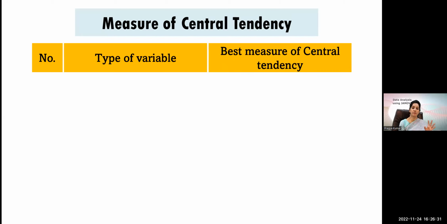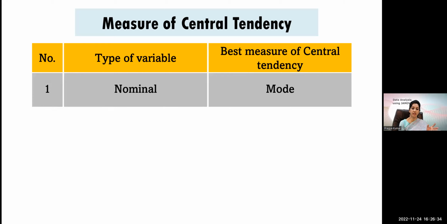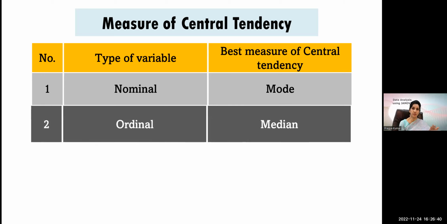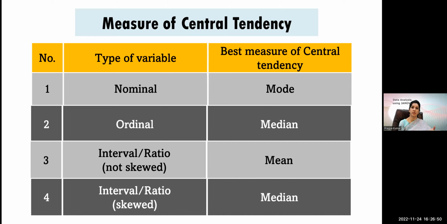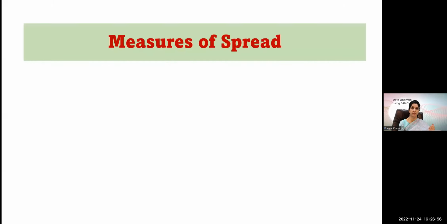So now, measurement of central tendency. You can see here the type of variable: if it is a nominal variable, we always express it by the mode, which is the frequency table. If the variable is ordinal, we prefer median. In the case of interval and ratio, if it is not skewed, we give the mean. But if it is skewed, then we give the median. So this is how we report the central tendency.